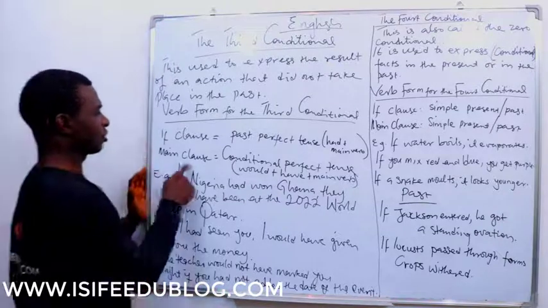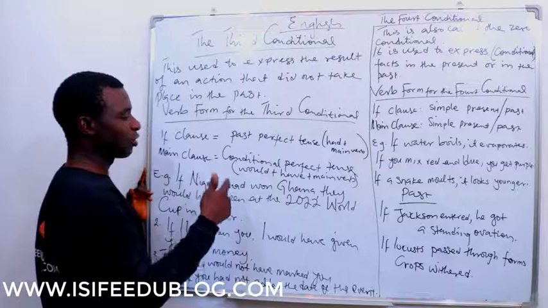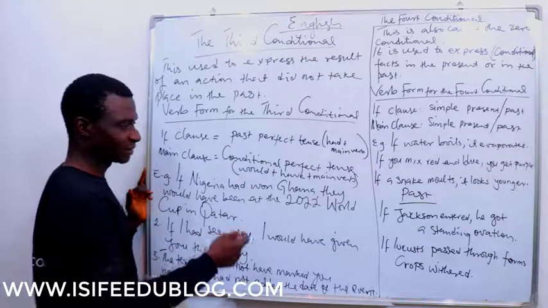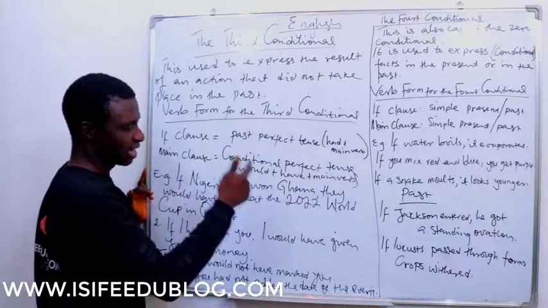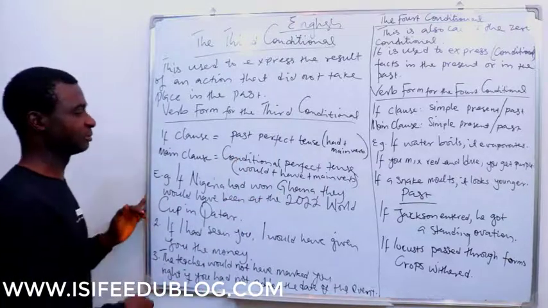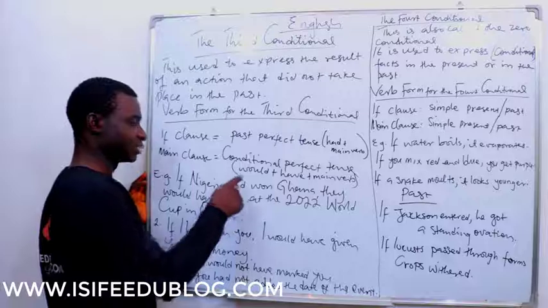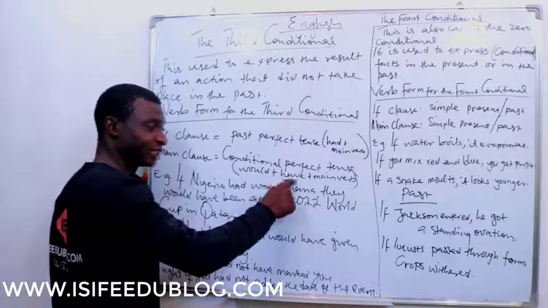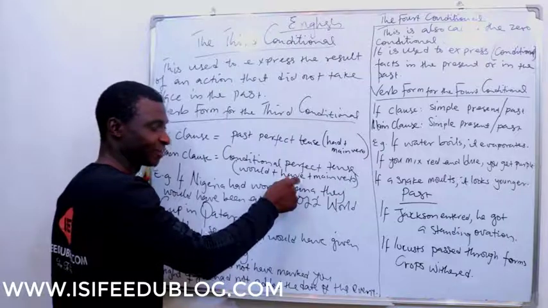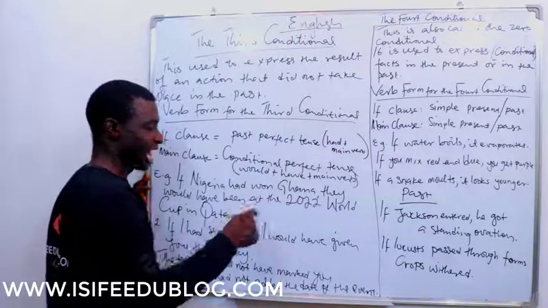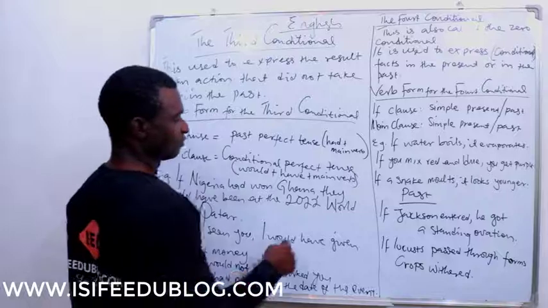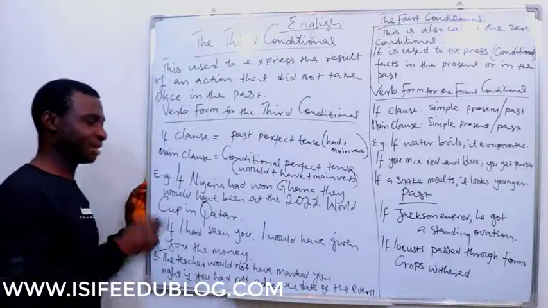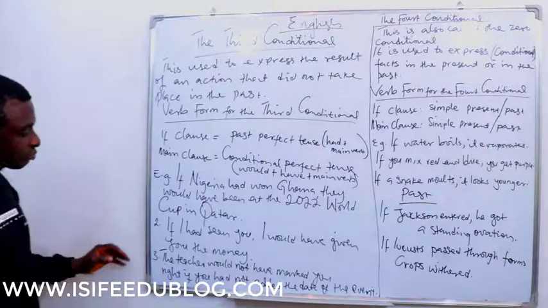Now, the main clause is what we call the conditional perfect tense. Whenever the perfect tense is talked about, you know we're talking of have plus its main verb. So the conditional perfect tense is would plus have, which must be in the infinitive form. It must be have. It can't be has. It can't be had because of would. Then the main verb, which is in the past participle form.